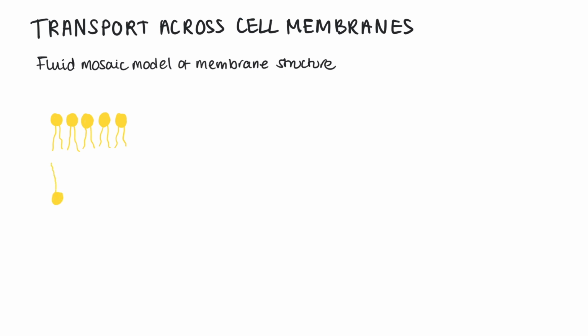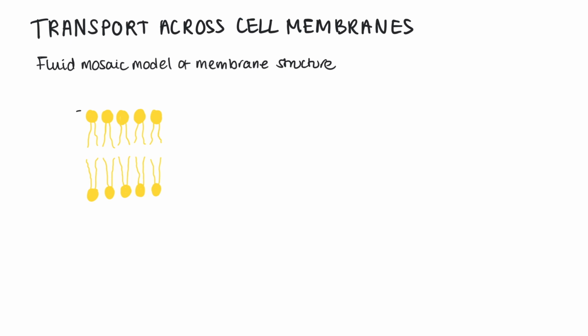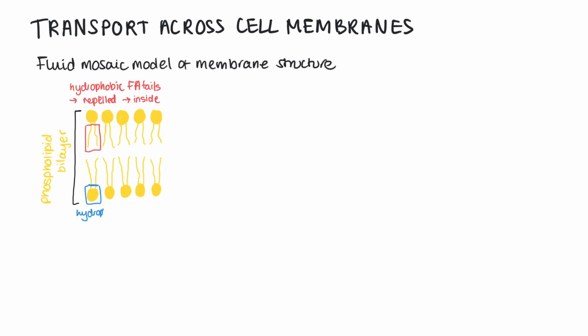This is the arrangement of the phospholipids into two layers, where the hydrophobic fatty acid tails get repelled by water, so orientate to the inside of the membrane, whereas the hydrophilic phosphate heads are attracted to water, so they orientate to the aqueous environment either side of the membrane.